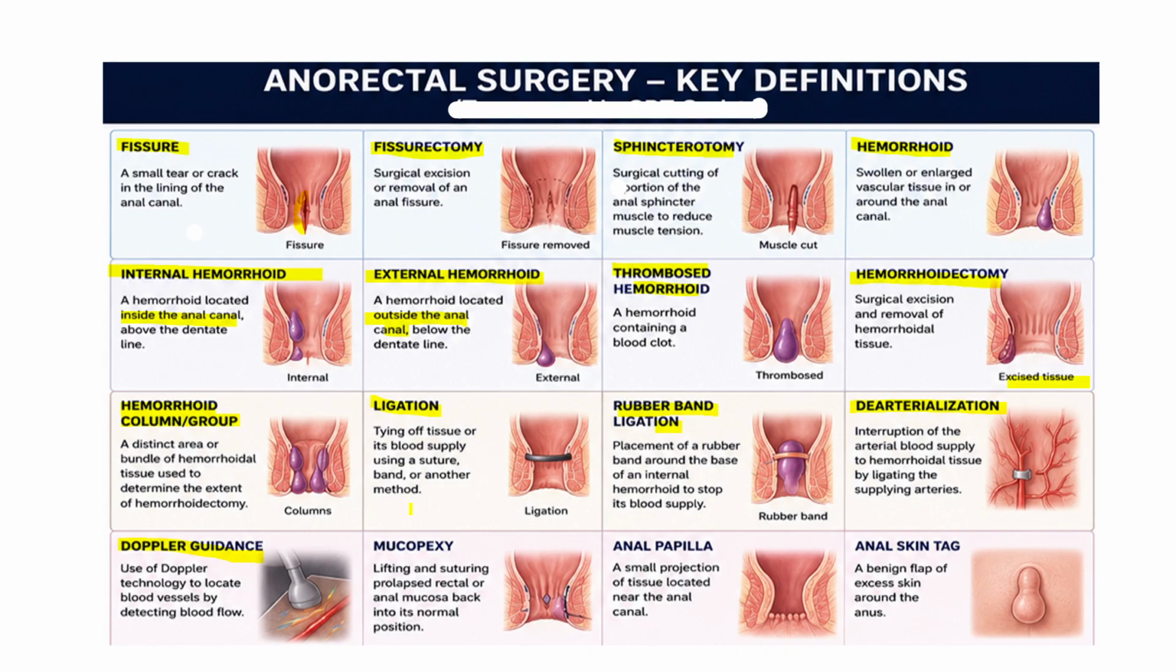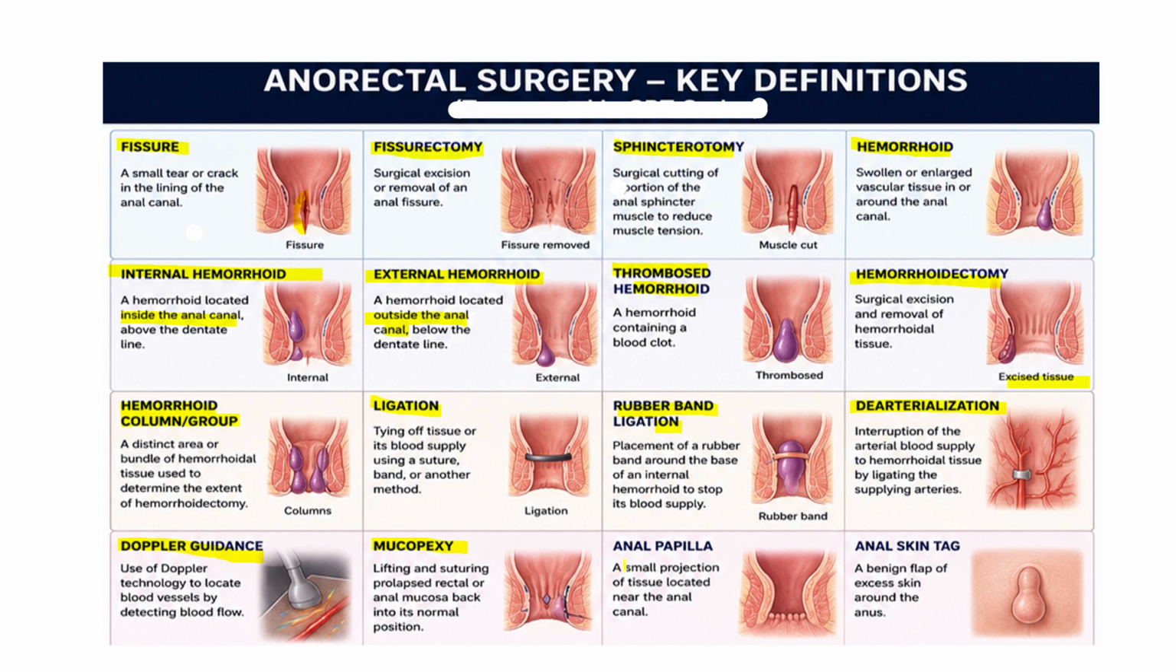Okay, next we have mucopexy. Pexy means lifting and suturing of the prolapsed rectal or anal mucosa back to its normal position. Here, simply, the prolapsed rectal or anal mucosa is lifted back into the normal position. That we call mucopexy. So here we are simply lifting the anal mucosa which is prolapsed.